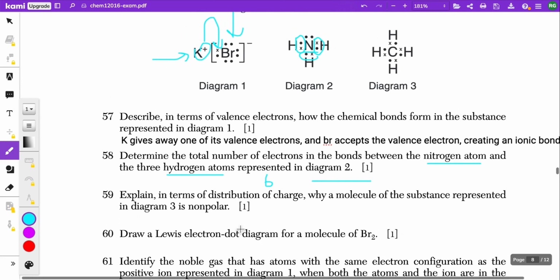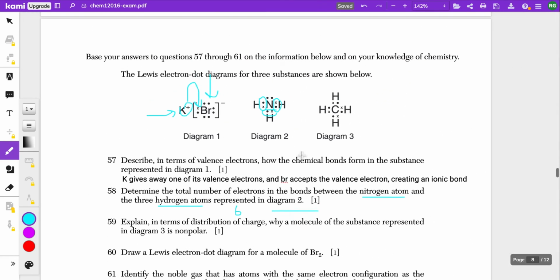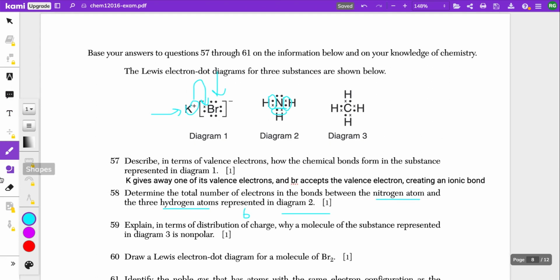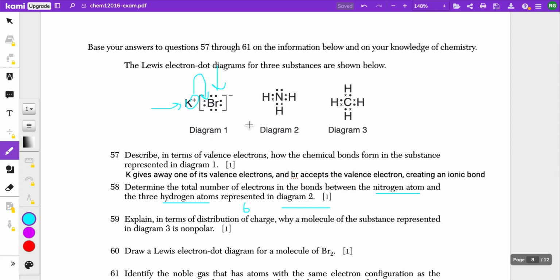In terms of distribution of charge, why a molecule of a substance is nonpolar. Now, it turns out that some elements like electrons more than others and want to snatch those electrons, right? It's like an adult taking candy from a toddler. If we were to look at diagram 2, nitrogen loves these electrons. So it kind of hogs these electrons, pulls them towards nitrogen, and grabs them from hydrogen a little bit. They're still sharing electrons, but the sharing of electrons is unequal.